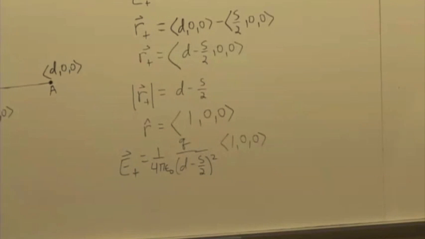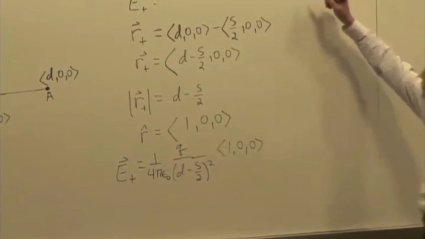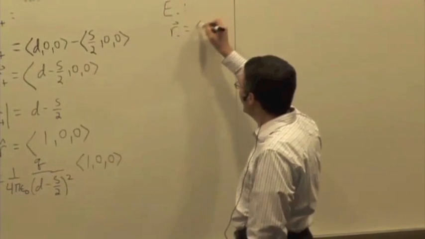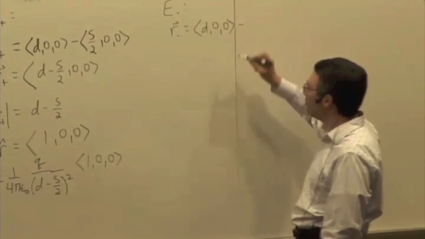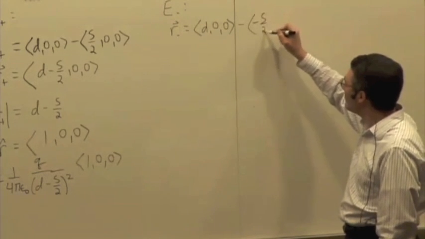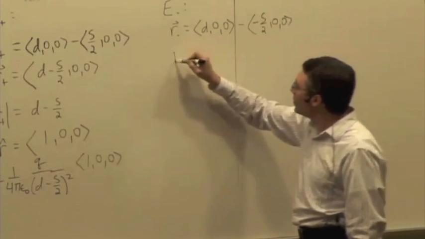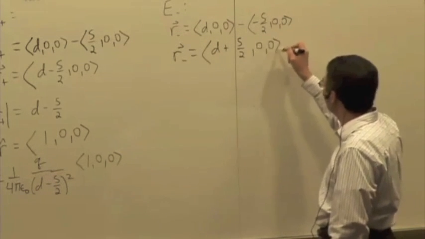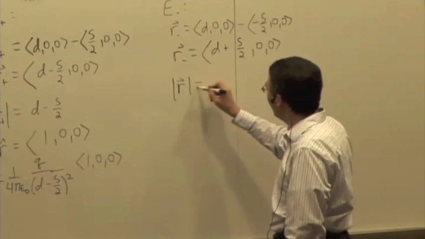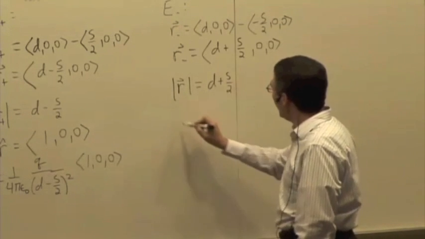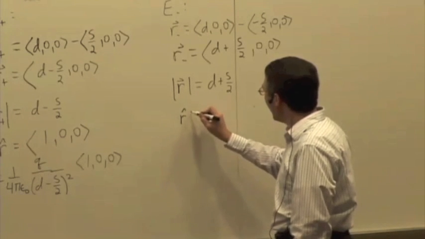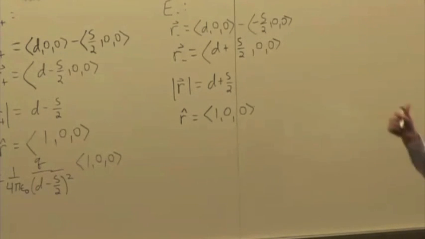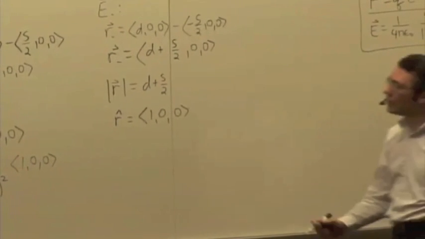We can do the same thing for the electric field due to the negative charge. Similar situation: we have R minus, which is D, 0, 0, the same observation location, minus the charge location, minus S over 2, 0, 0. So the vector is D plus S over 2, 0, 0. The magnitude is then D plus S over 2. And again, the unit vector is still 1, 0, 0. It's still pointing in the positive x direction from the negative charge to location A.